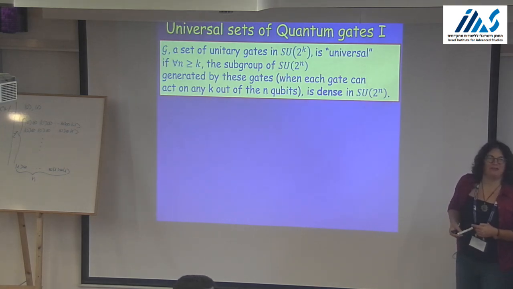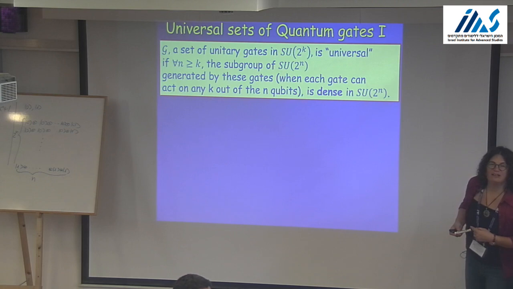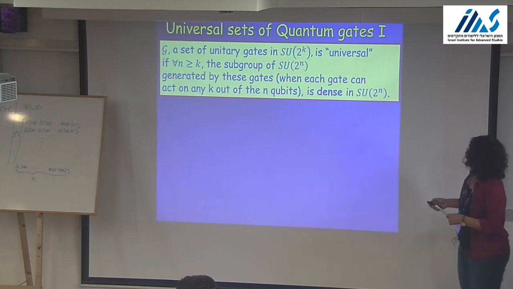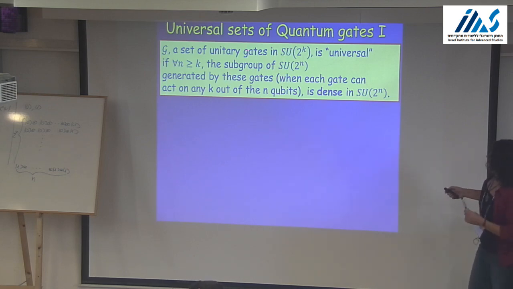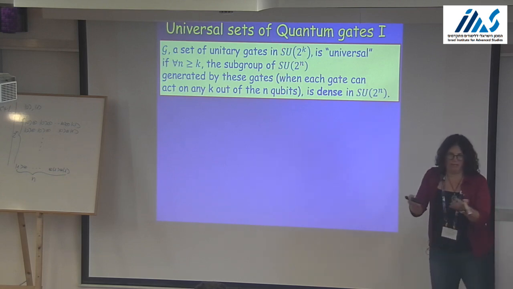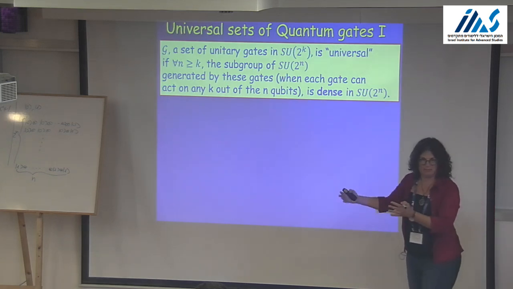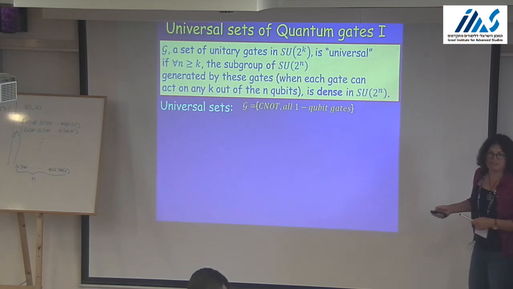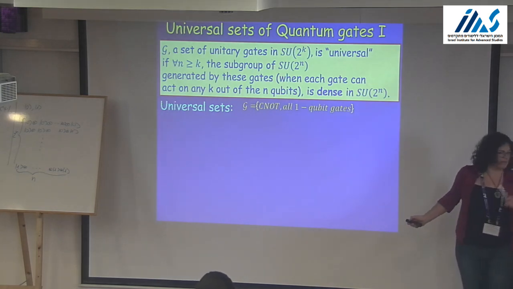Now you need to repeat the question. Because the elements of this SU2K come from a smaller space, you need to take the tensor with the identity. Yes. Thank you. So the question is: when the unitaries come from a smaller space, you need to give meaning to what I mean by applying them on n qubits. I just take the tensor product with identity on the rest. Okay. Thank you.